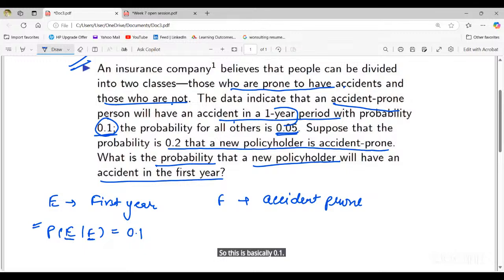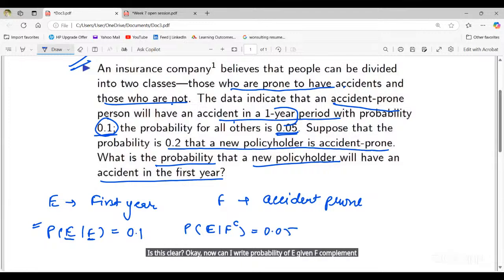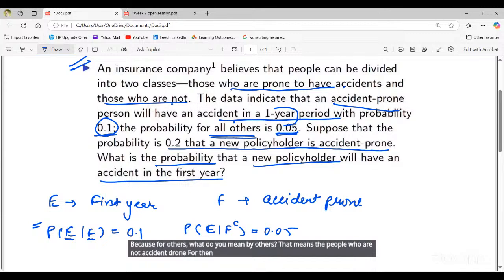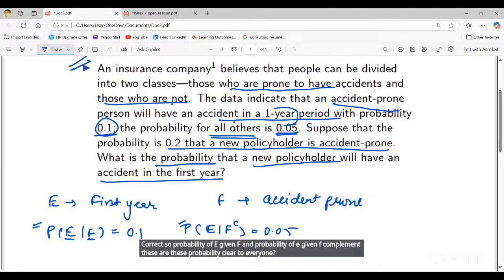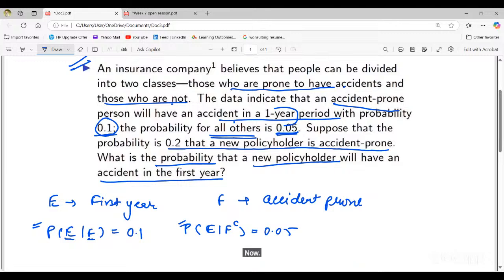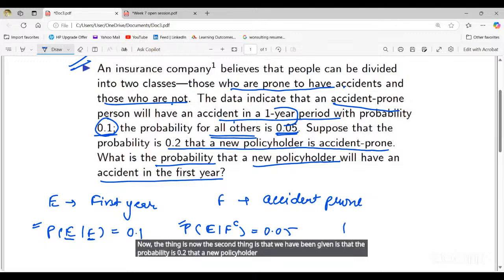Is this clear? Okay. Now, can I write the probability of E given F complement as 0.05? Because what do we mean by others? That means the people who are not accident prone; for them, the probability of having an accident in a 1 year period is 0.05. Are these probabilities clear to everyone? Now, the second thing given is that the probability is 0.2 that a new policy holder is accident prone. That means we have been given the probability of F as 0.2.